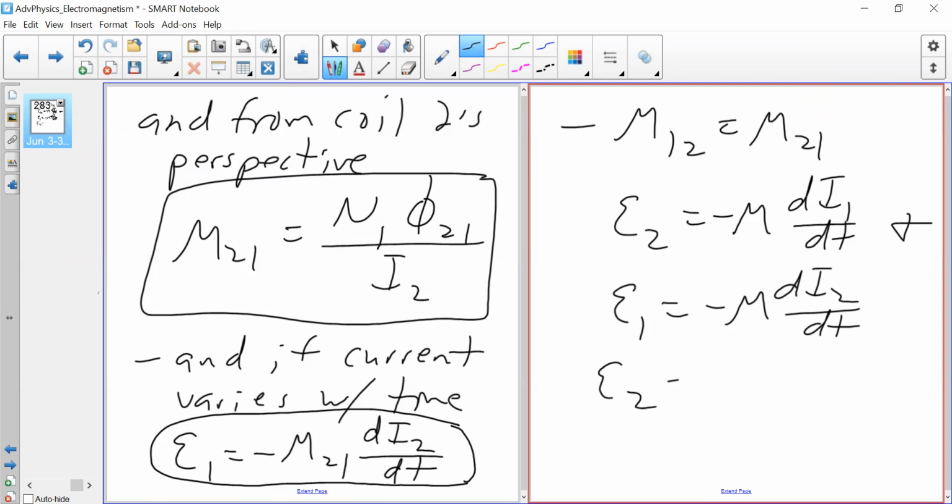So E2 is equal to E1, and similar to the EMF produced within an inductor. So these are all different ways of saying the same thing. We're going to produce an EMF in an inductor. We're producing EMFs between two coils. We can produce an EMF from a changing magnetic field.